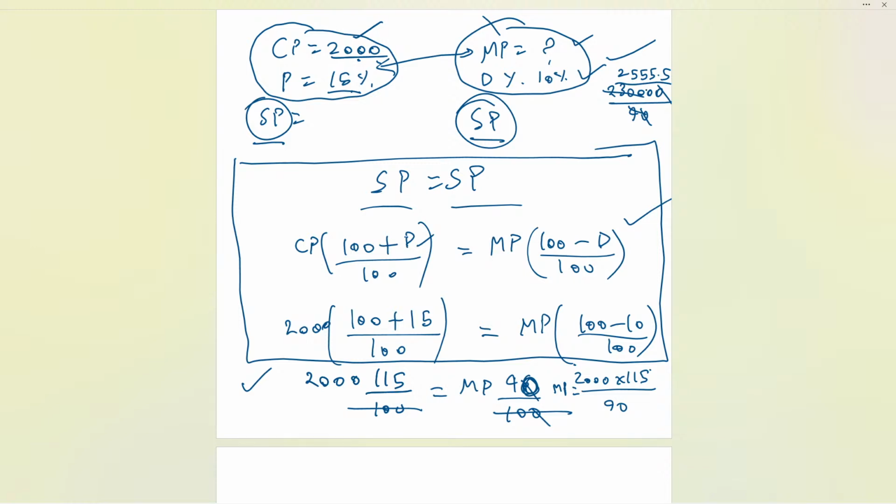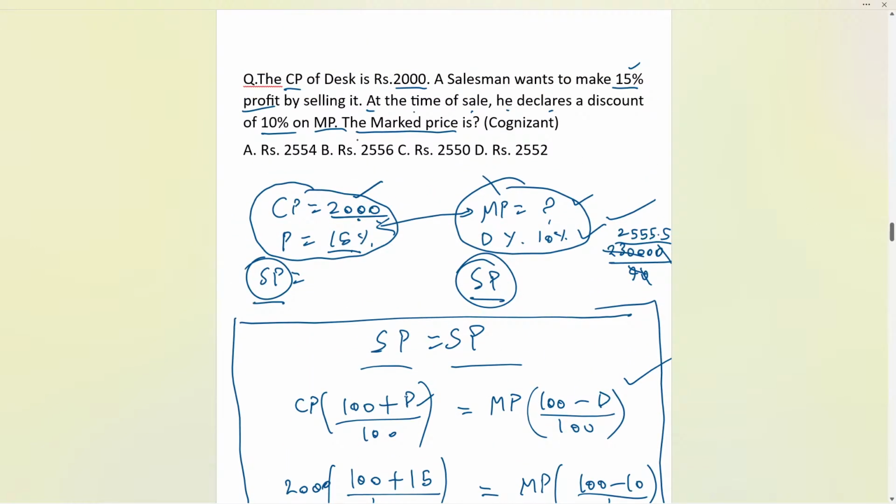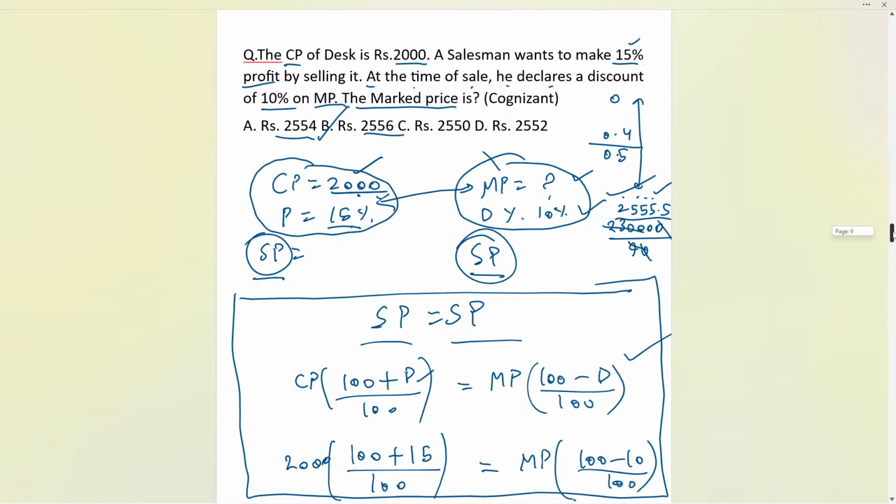This is the answer. But let me tell you everybody, in the options, the options are very close. So where should I round off? Round off whenever we are talking about 0 to 0.4, round off to the number which is before. After 0.5, round off to the next number. So here 2555.5 we have now, so 2556 will be the answer over here, B. So that is the thing that you should also be noticing.